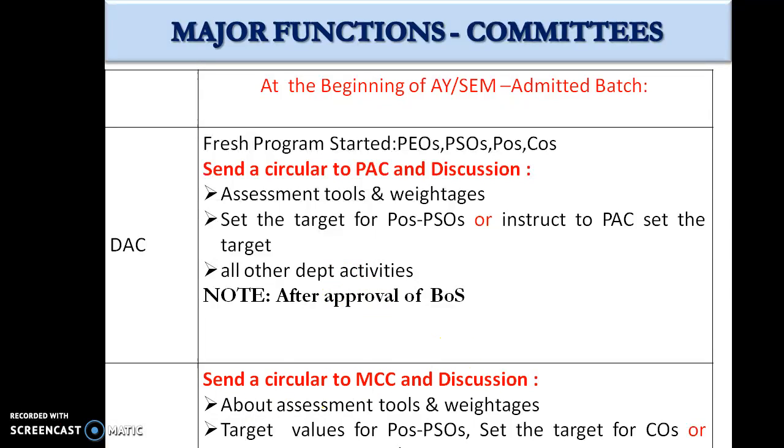Then we have the PAC. This PAC sends a circular to the module coordinator to discuss the assessment we already discussed here. They will convey the same information to the module coordinator: these are the tools we have to identify, these are the weightages, and these are the targets. Here also the PAC has two options: either they set the target for COs, or they can instruct the course coordinator to set the target.